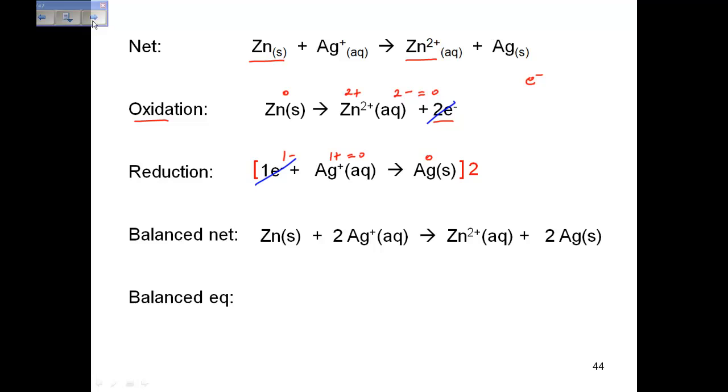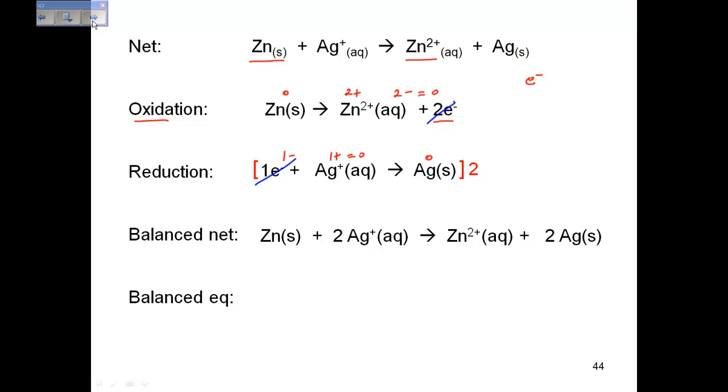Once I'm at this stage, everything should be balanced, atoms and charges. If you look at it, you see that I have 1 zinc on both sides, 2 silvers on both sides, and I have a total charge of 2 plus on my reactant side and 2 plus on my product side. The last thing that we need to do is to put back on the spectators. So we need to look at each individual component and see when we add the spectators if we need to change coefficients or not.